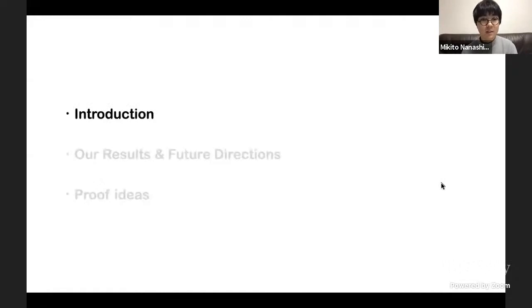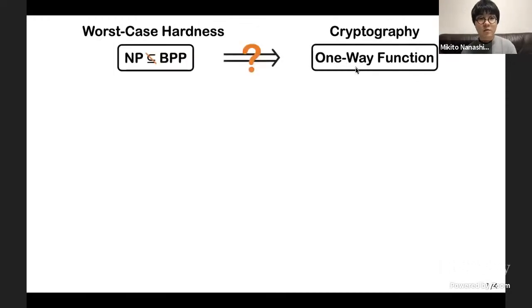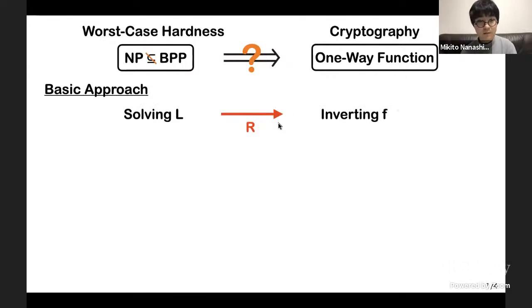Let's begin with the introduction. This work is related to these two fields, worst-case hardness in complexity theory and cryptography. As you know, there's a huge gap between these two fields. One of the most challenging questions is to construct one-way functions based on the hardness of NP problems, in other words, to show this direction. A very basic approach to show this direction is to construct a reduction from solving some language L to inverting some function f, and if this L is an NP-hard problem, then we can show the contrapositive of the above result.